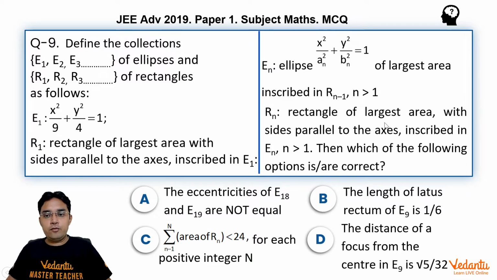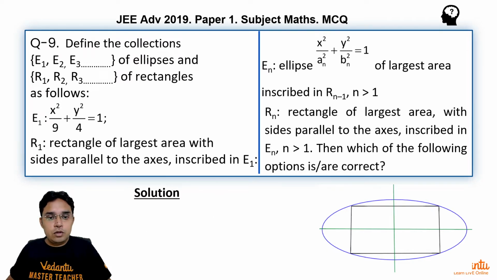Rn is the rectangle of largest area with sides parallel to the axis inscribed in ellipse En for n greater than 1. Then which of the following options are correct? A. The eccentricities of E18 and E19 are not equal. B. The length of latus rectum of E9 is 1 upon 6. C. Sum of areas of rectangles as n varies from 1 to capital N is less than 24. D. The distance of focus from the center in E9 is root 5 upon 32.